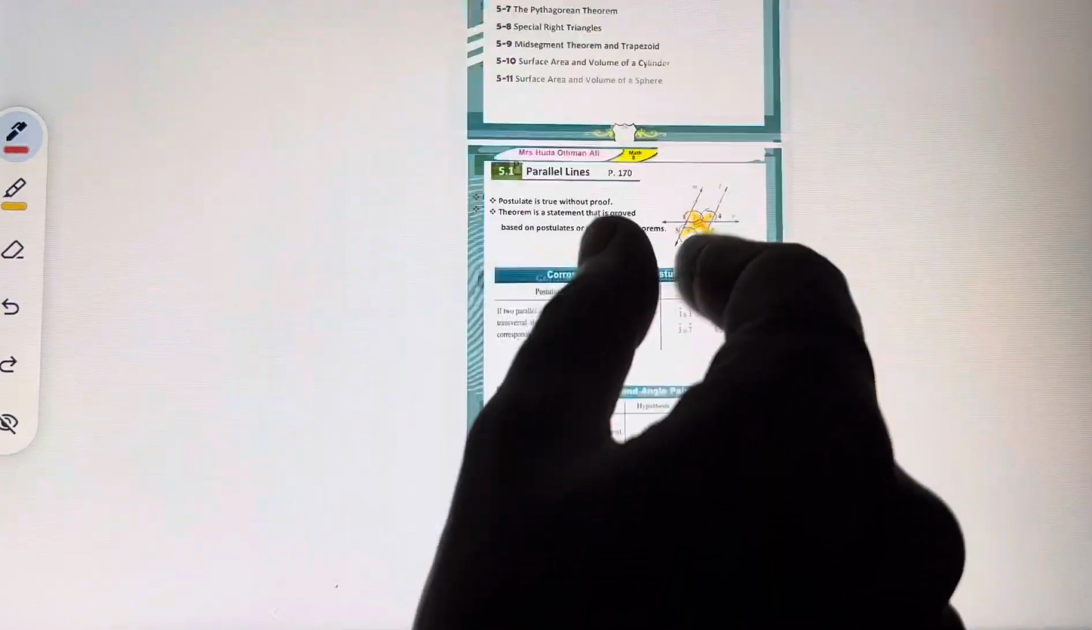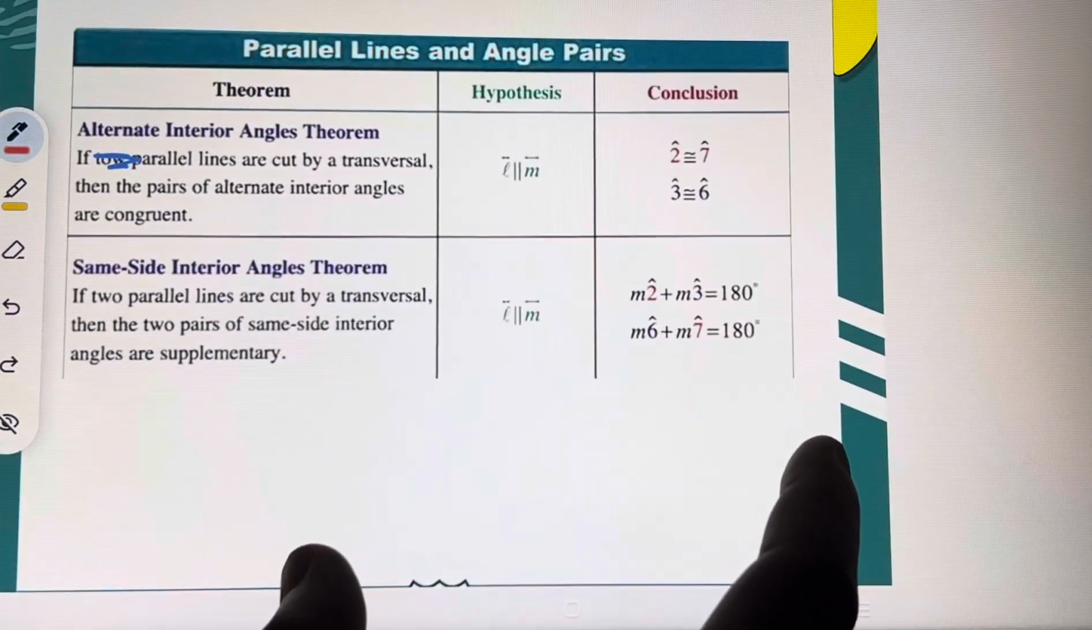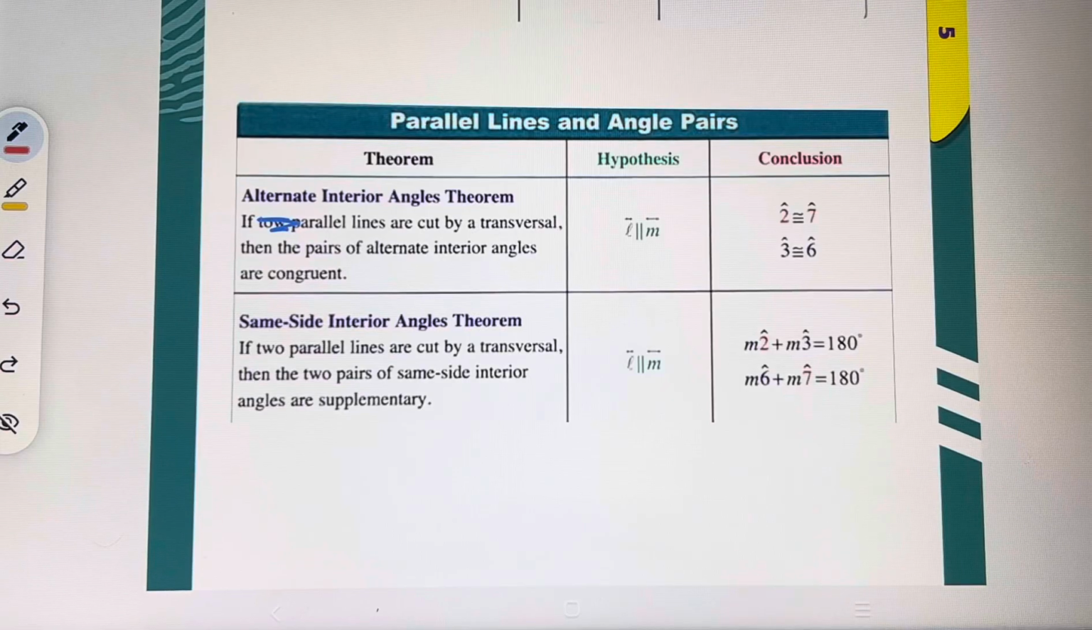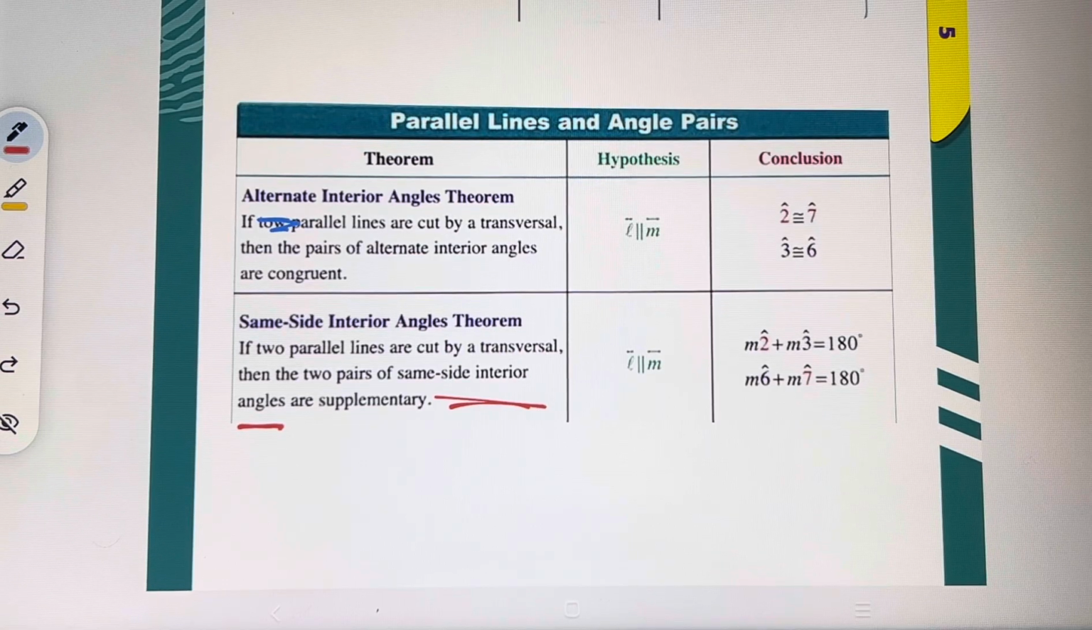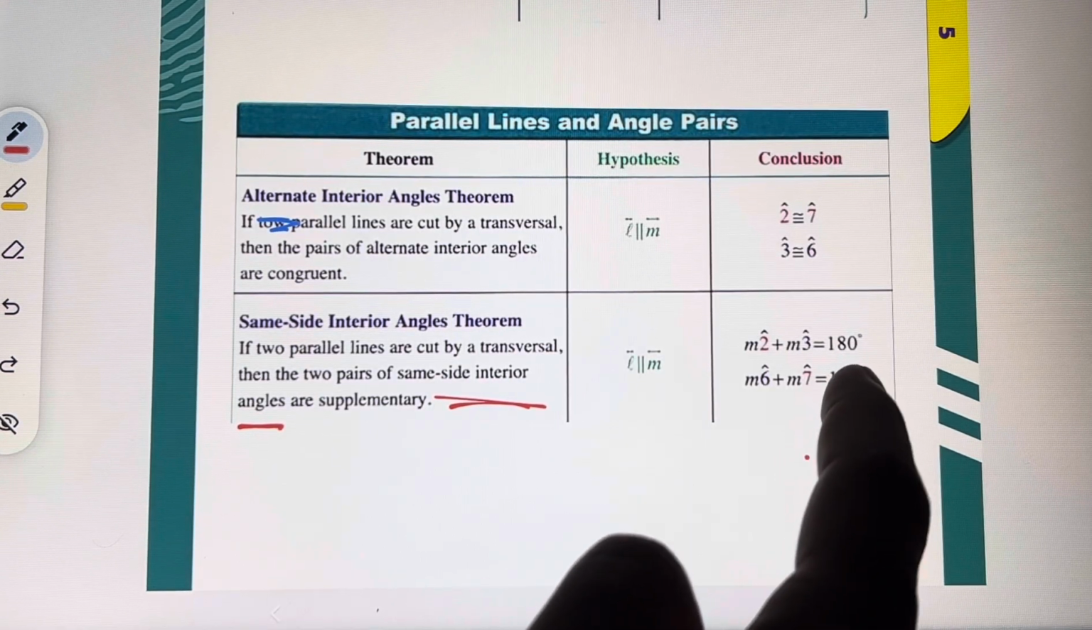All right, dears? Now, we have something else. It is the same side interior angles theorem. Whenever I have angles on the same side with no angle in between them, these are called same side interior angles, and they're going to be supplementary. What does supplementary mean? Supplementary means the sum of the measures of those two angles will be 180.